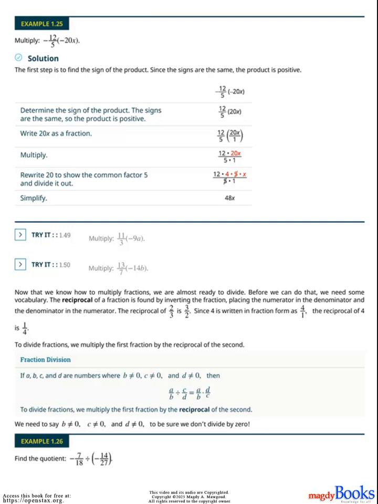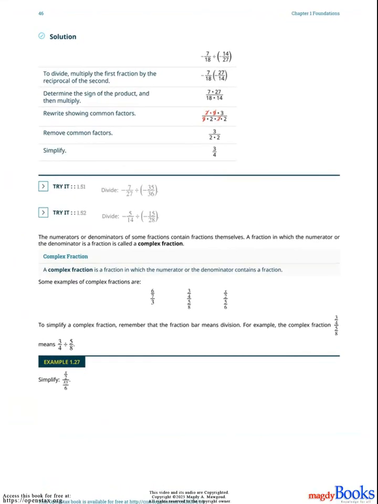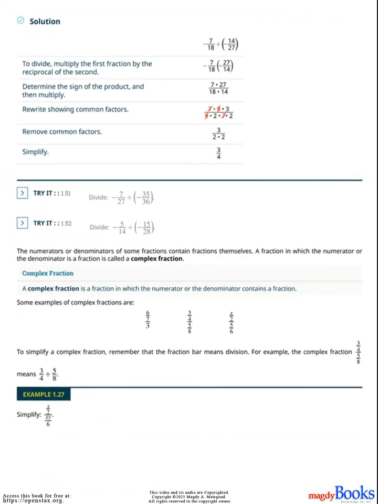Example 1.26. Find the quotient. Negative 7 over 18, all divided by, open parenthesis, negative 14 over 27, closed parenthesis. Solution. Negative 7 over 18, all divided by, open parenthesis, negative 14 over 27, closed parenthesis. To divide, multiply the first fraction by the reciprocal of the second. Negative 7 over 18 times, open parenthesis, negative 27 over 14, closed parenthesis.